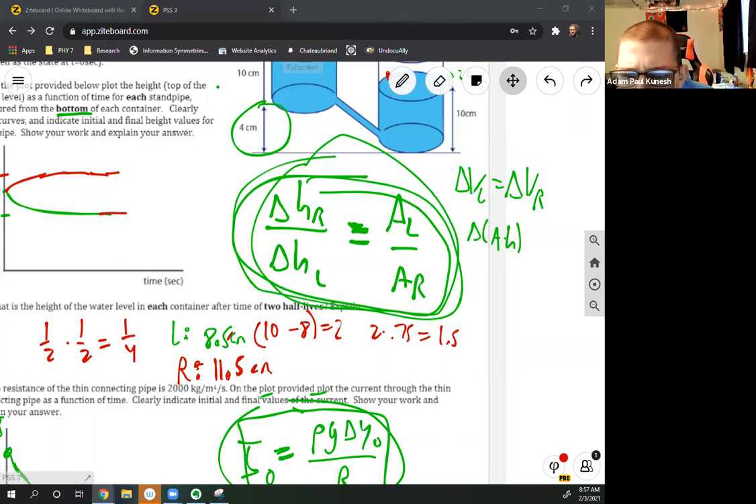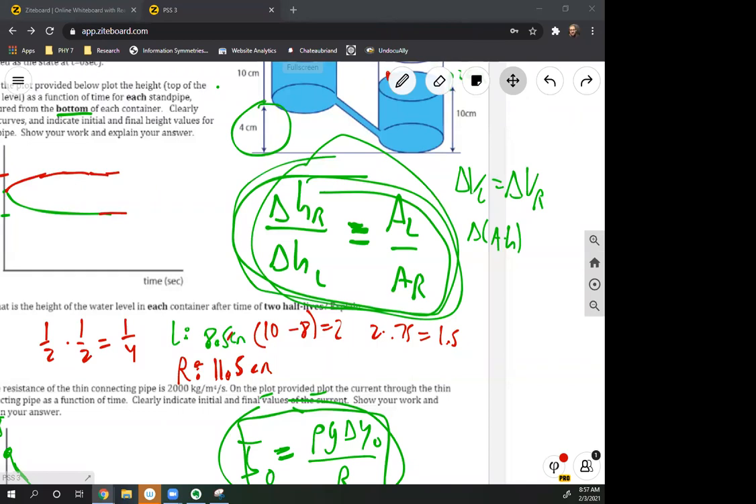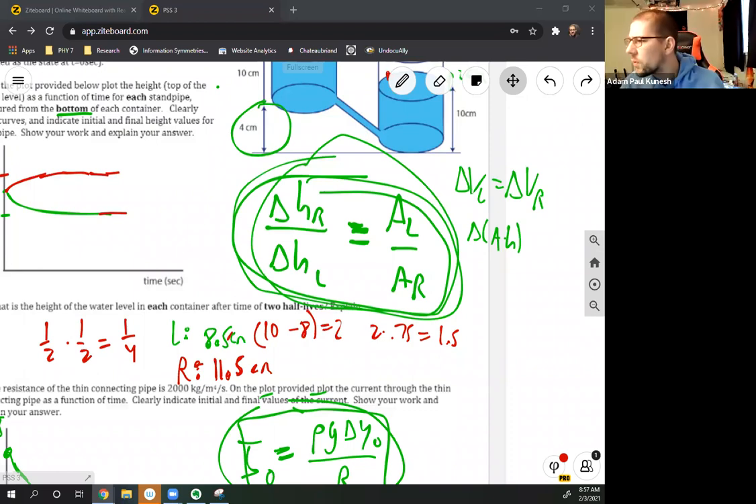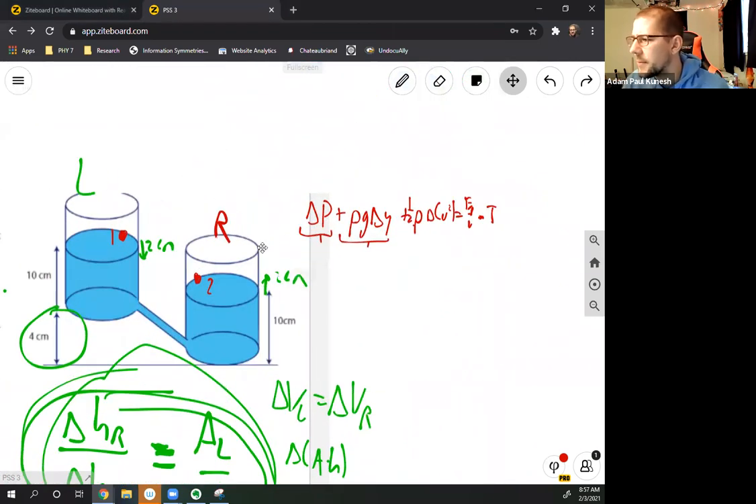Cool. Pressure. The initial current at t equals 0 between the thin standpipe. Initially, no pressure difference. Okay, cool. Yes, this is right. Okay, so I see what you're talking about. So let's talk about it.